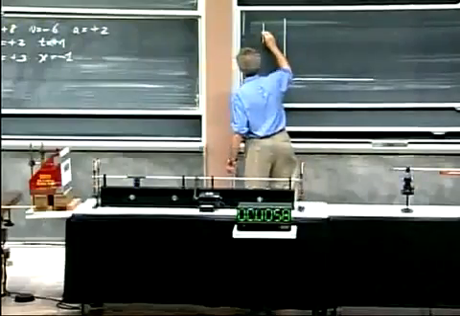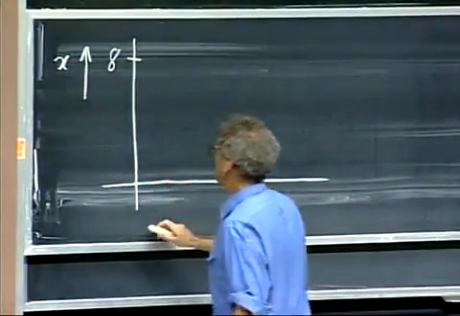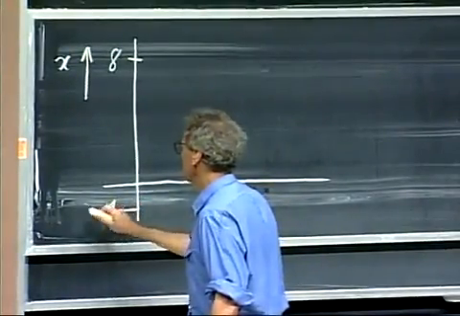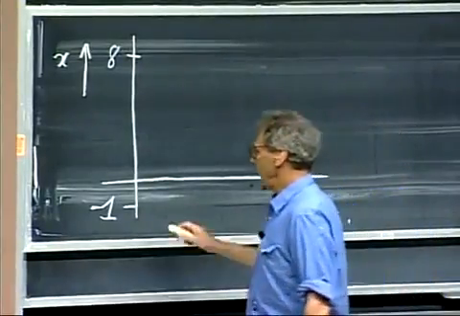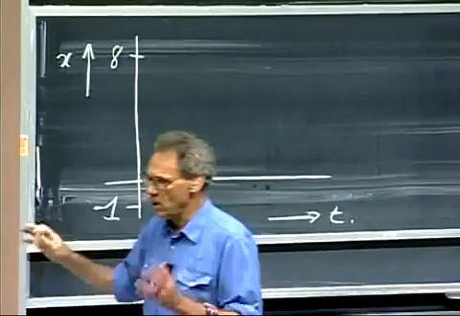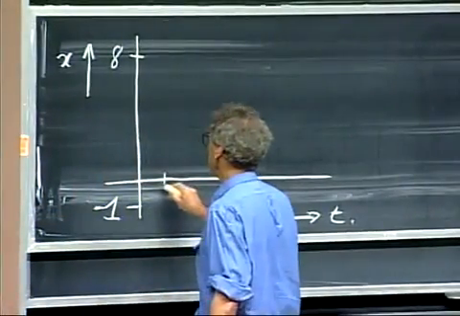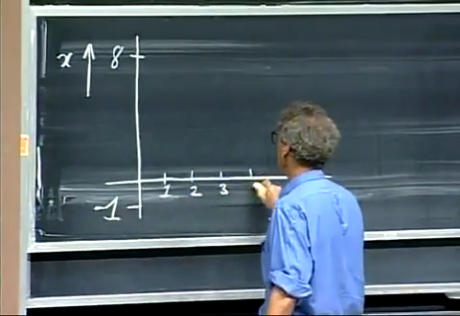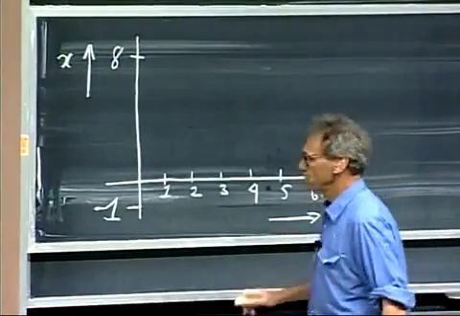Let this be increasing value of x. Let this be 8. And let this be -1. This is the time axis. I have a 0 here. And so I want to cover, let's say, about 6 seconds. So I have 1, 2, 3, 4, 5, 6.